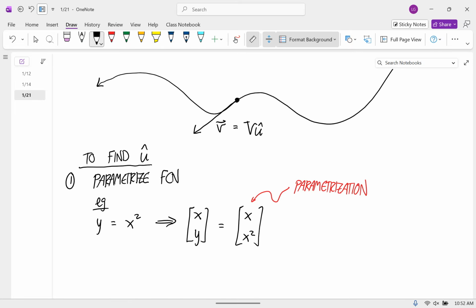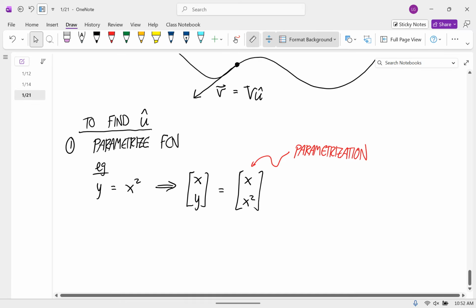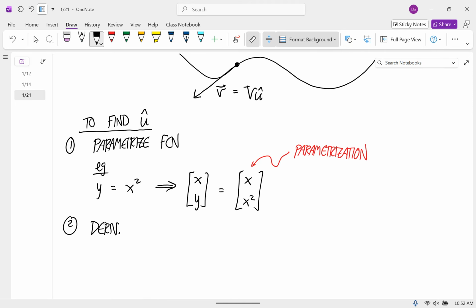Everyone with me on that? And then second, the derivative of the parameterization with respect to the parameter. In this case, our parameter is x.